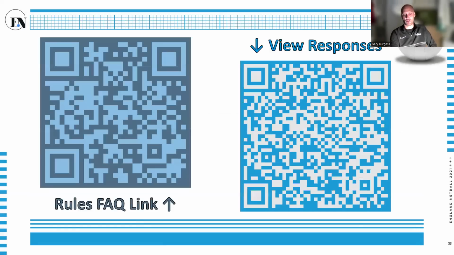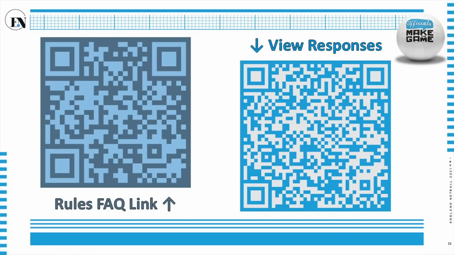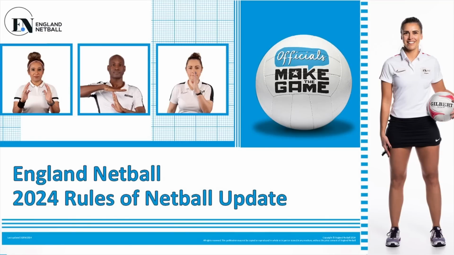Now, I would just put this on the screen and say if you scan it with a device, or if you go onto the rules and updates page on the England Netball website, you can find them there as well. But the QR code on the left will take you to the process to submit rules. And also, if you scan the QR code on the right-hand side, this is where you'll be able to view the responses. Okay. So if you need to press pause now, by all means do so. And that basically concludes this 2024 Rules of Netball update.